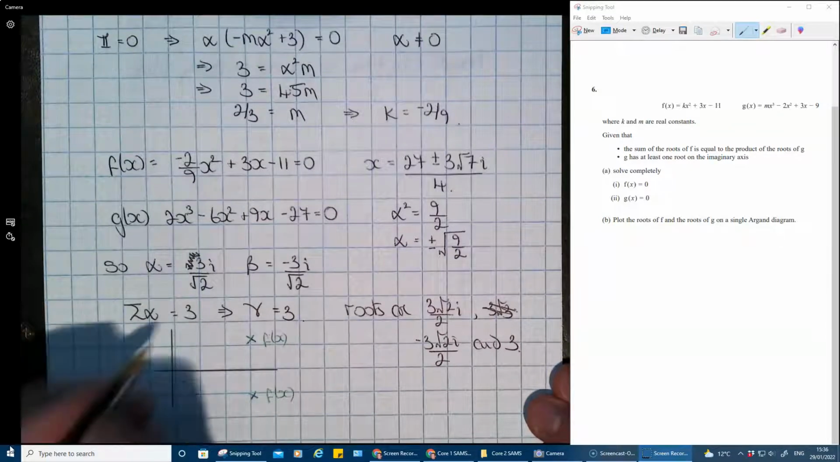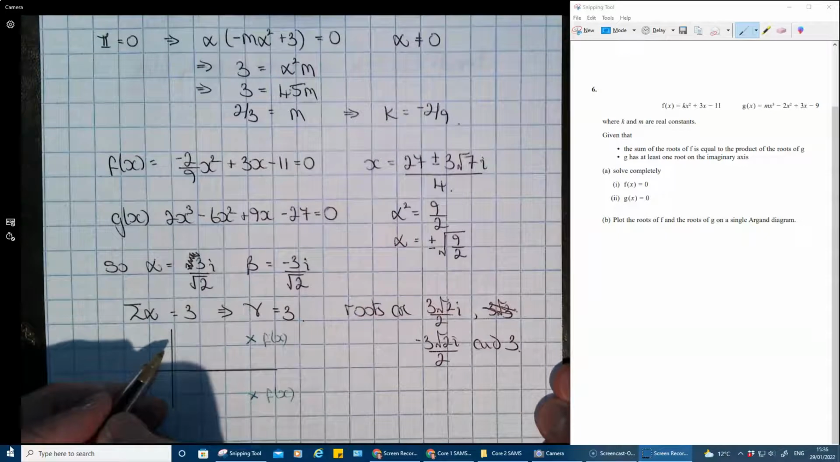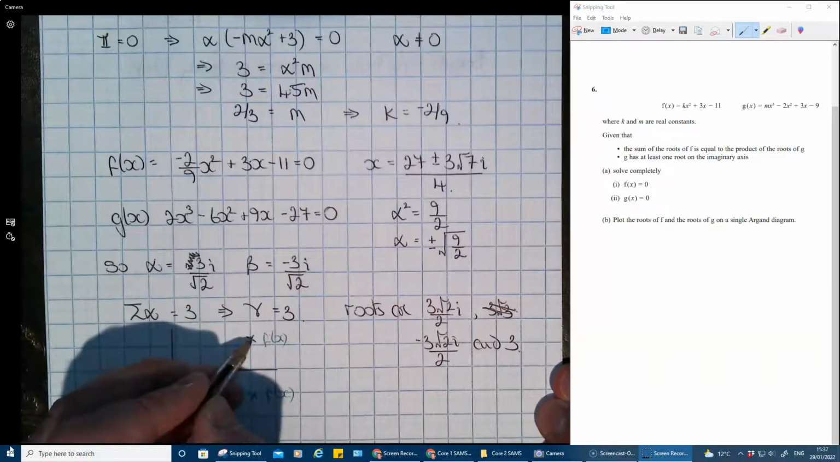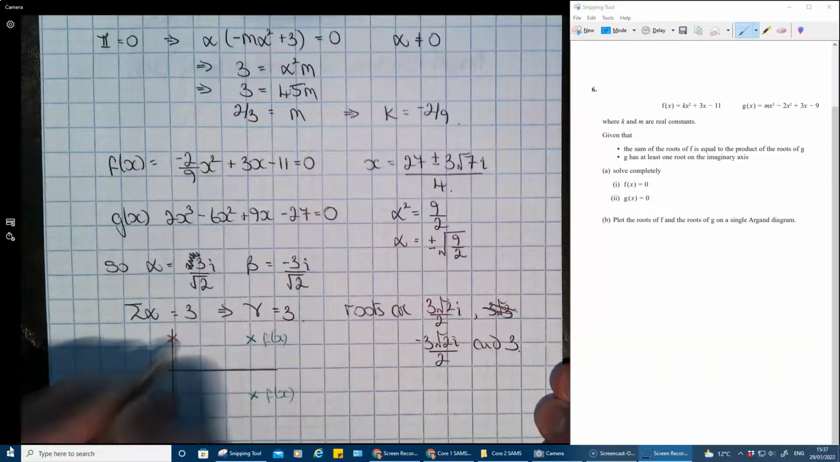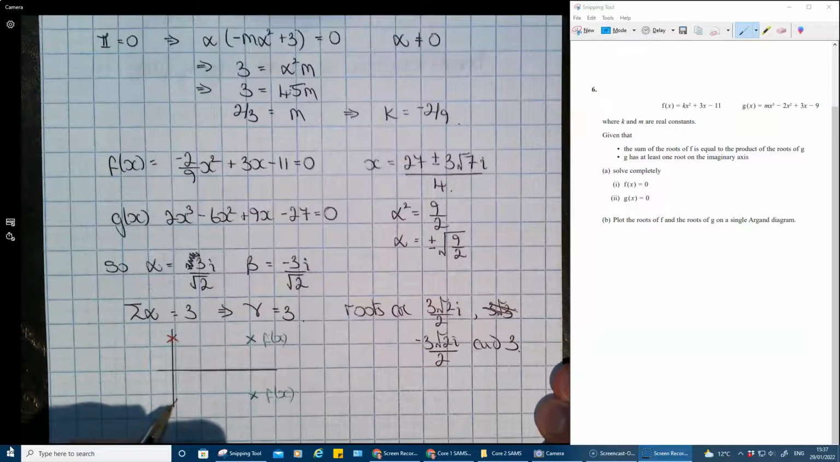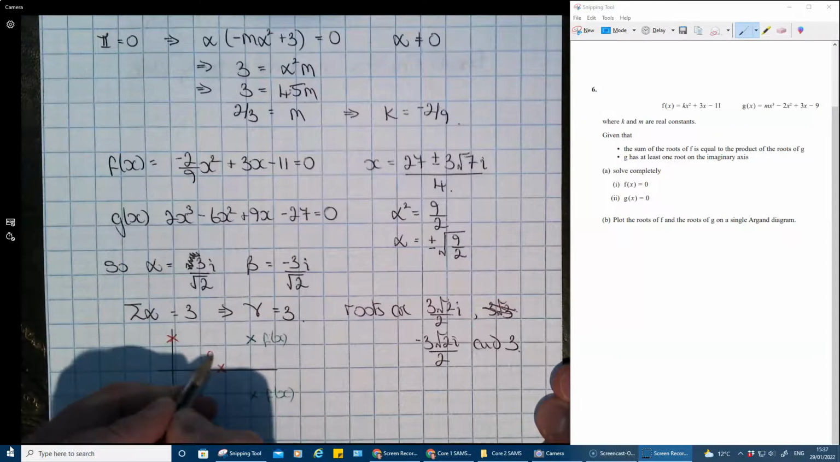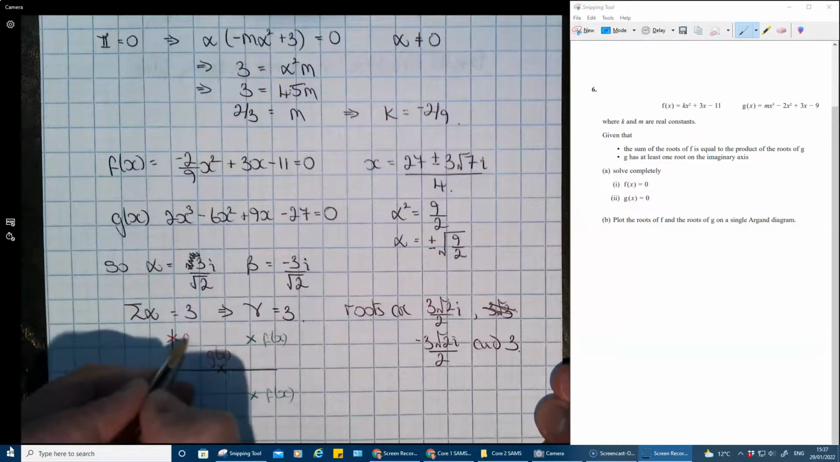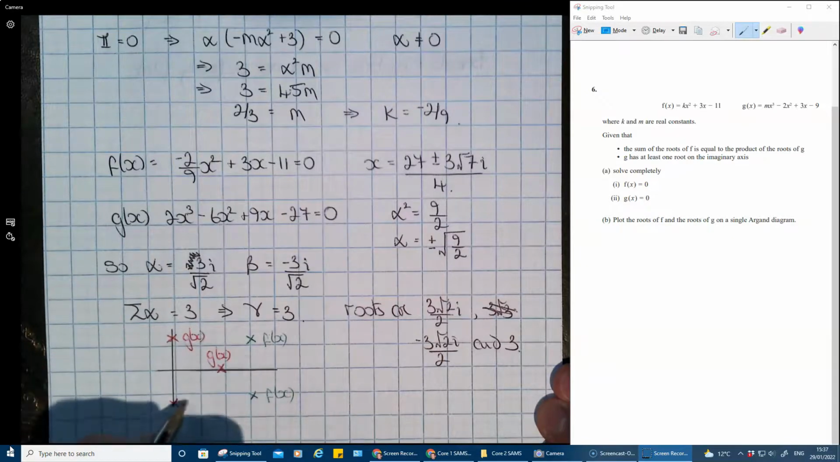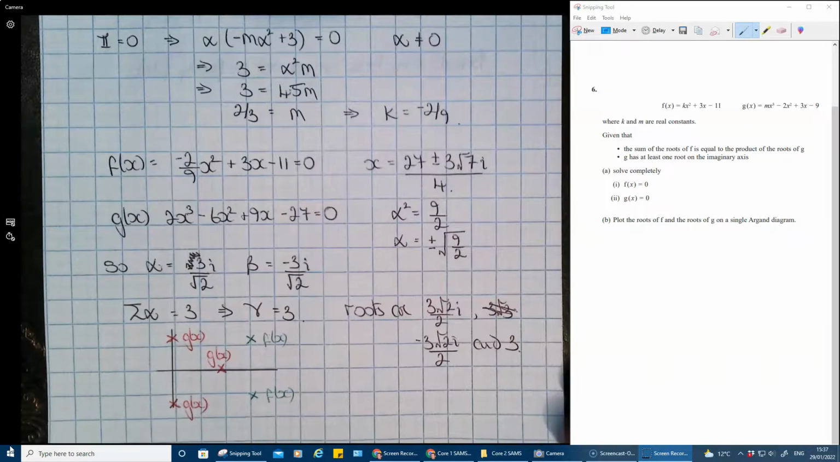And g of x, we've got plus or minus 3 root 2 over 2 i. I don't know whether it's bigger or smaller than this, so check on the calculator, because it asks you to plot them. I'm just sketching them, so please do a better job than me here. And they're the 3 roots of g. Okay, but because it says plot, try and do that somewhat to scale, please.